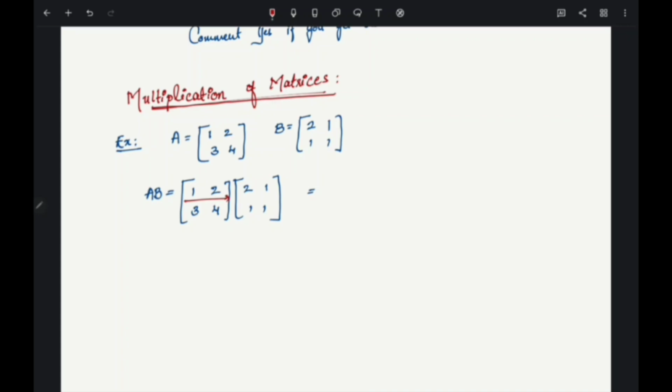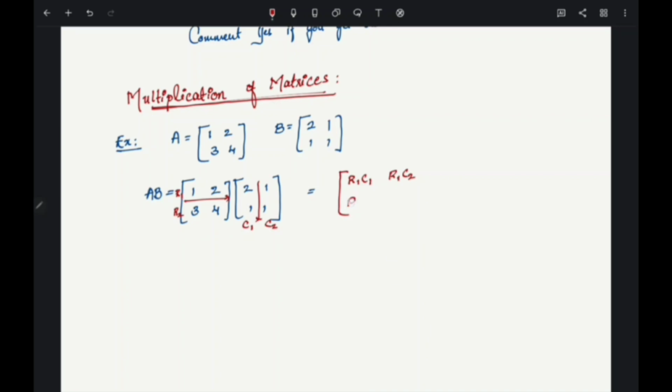For the first matrix, you have to take this as row 1 and this as row 2. And if we take these matrices, we have to consider the columns. So this is C1 and this is column 2. Next, how it works? You have to multiply row 1 with C1 in order to get the first element. And if you multiply row 1 with C2, you get the second element.